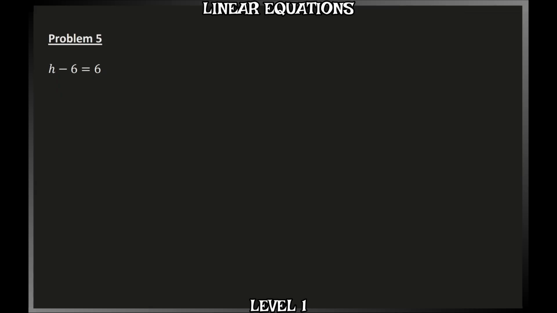In problem 5, we're solving the equation h minus 6 is equal to 6, which means we need to find the value of h. Now on the left, we'd like to remove the minus 6, and to do this, we use its inverse, which is plus 6. So we're going to add 6 to the left, and also add 6 to the right to keep our equation balanced.